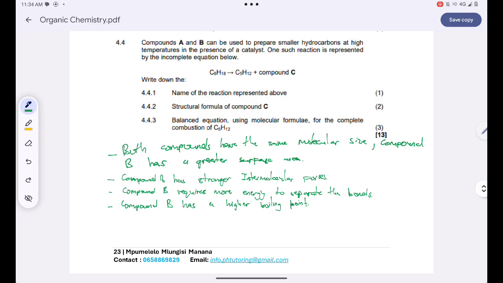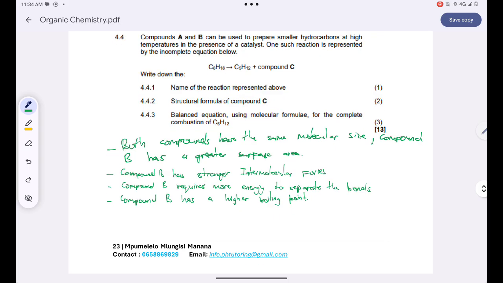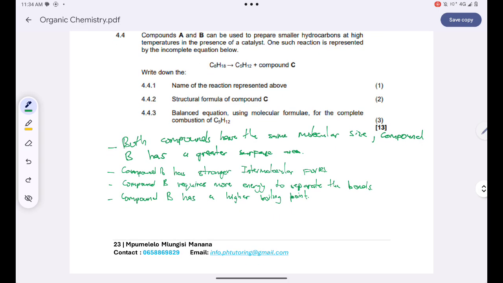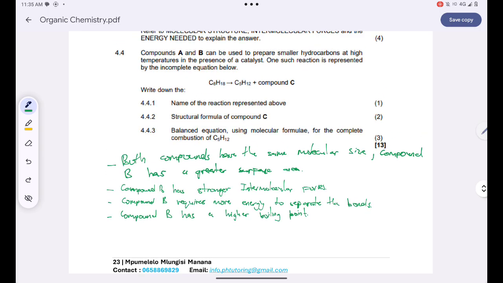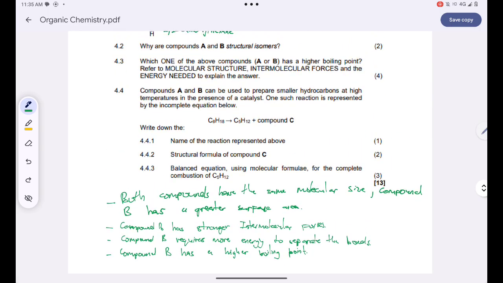It's up to you guys. Just pick which compound you are going to talk about, but just know that firstly you must identify the difference on your first point. Second point, do talk about the intermolecular forces. Third point, talk about the energy, and then on your last point, just conclude your observation.